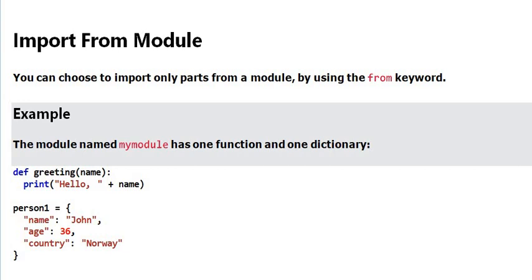So what if I don't want the entire module to be used? See, I created a module named mymodule here with one function and one dictionary. The function is greeting and the dictionary name is person1. Now the concept is, you can choose to import only parts from a module by using the from keyword. I don't want the entire thing in the module to be imported. I want to import only part of it. So I have a function inside and I have a dictionary inside.